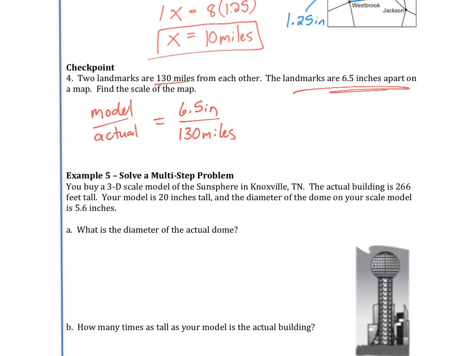So we have to turn the top into 1 inch by dividing by 6.5. 6.5 divided by 6.5 is 1 inch, and 130 divided by 6.5 is 20 miles. So the scale for this map would mean 1 inch is equal to 20 miles in real life.